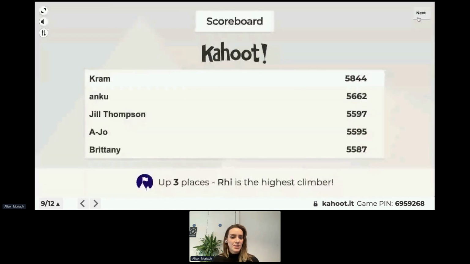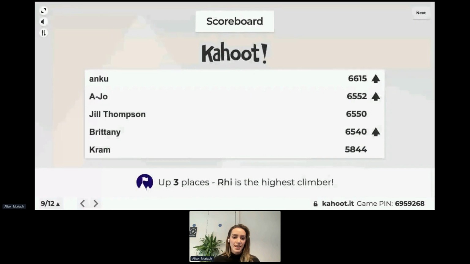Lovely, let's see who's in the top lead now. Oh, sorry, Cram, you've moved down to fifth place, but Anku has moved up into first. Ajo, Jill, and Brittany are also in the top five. Let's see what happens next. It's still very close.